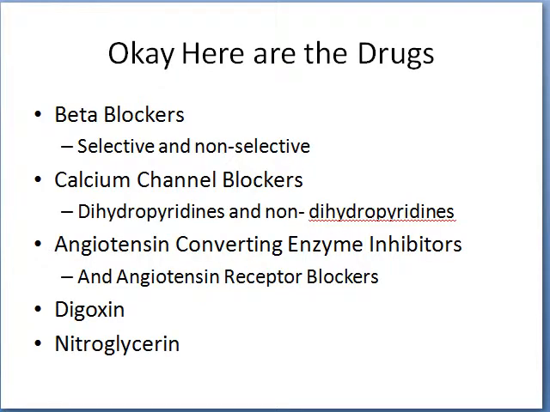Here are the 5 major classifications. There are beta blockers. Some are selective in that they only block beta 1 receptors in the heart. Then there are some that are beta 2 receptor blockers as well. Not really helpful for us because beta 2 receptors are where? They're in the lungs. So we need to talk about those.